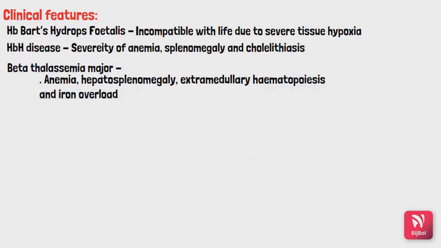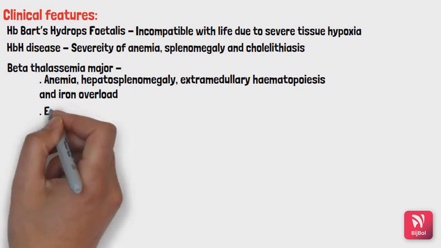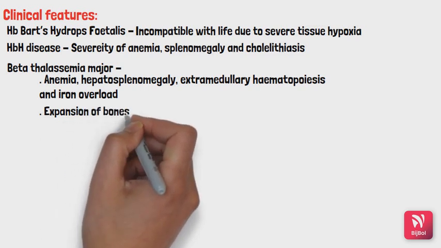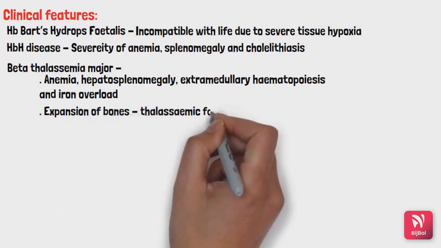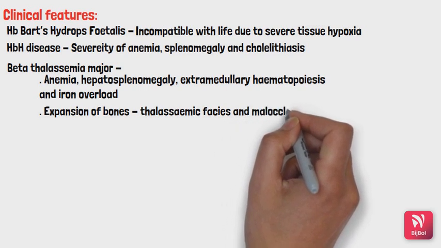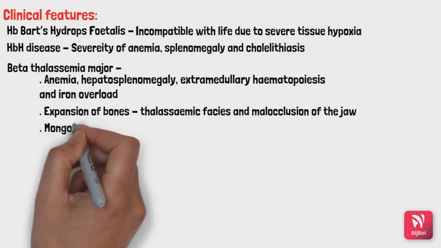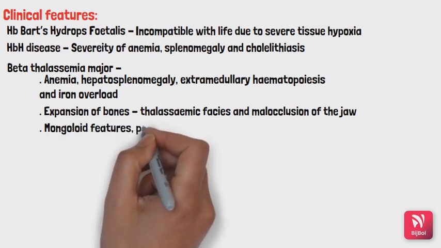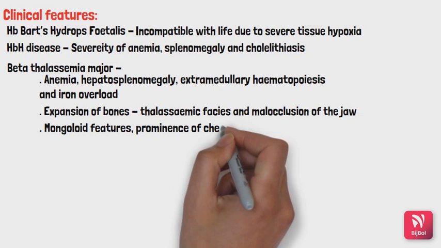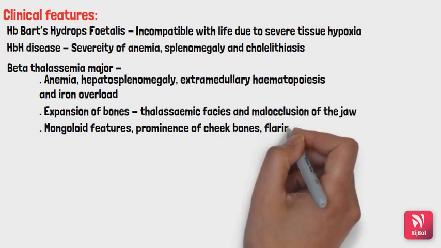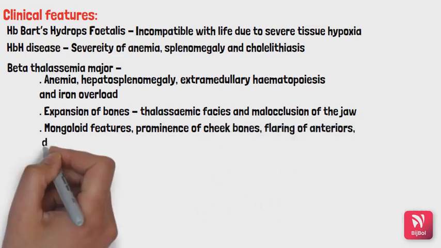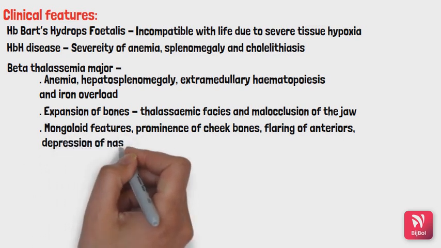And the main feature of beta thalassemia is that there will be bone changes that are seen because of the hematopoiesis. These bone changes can result in disfigurement of the body, that results in thalassemic faces and malocclusion of the jaw. So the kind of features that are seen here are mongoloid features, where there will be prominence of the cheekbones, flaring of the anterior teeth and depression of the nasal bridge. So these are the various features that are seen in beta thalassemia major.